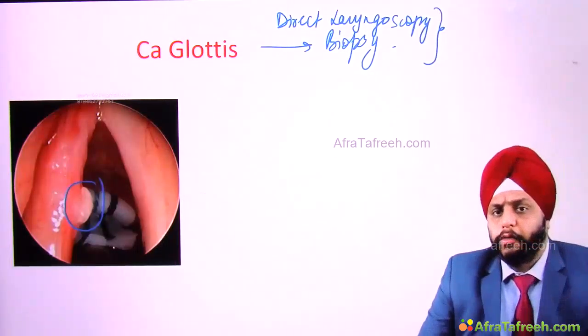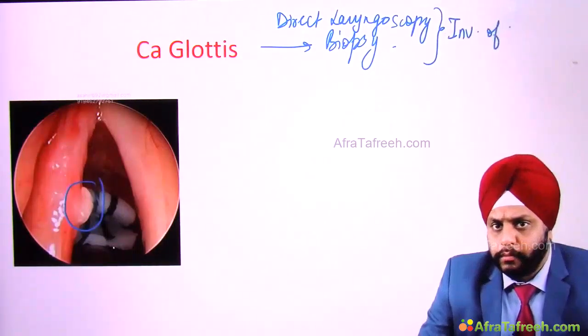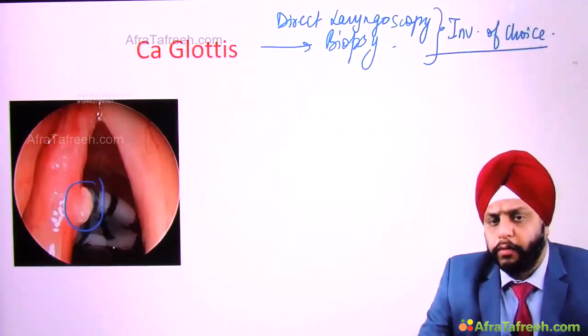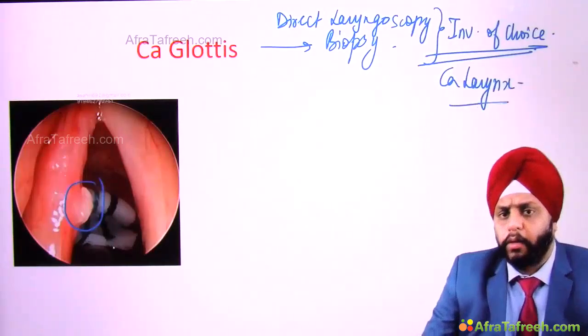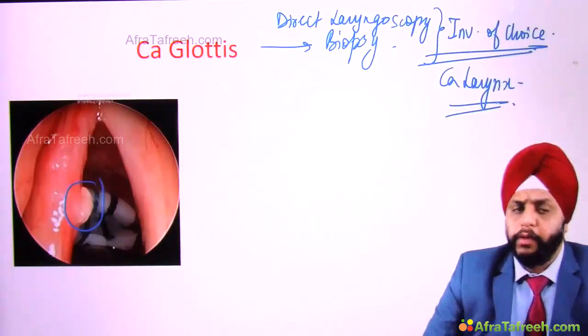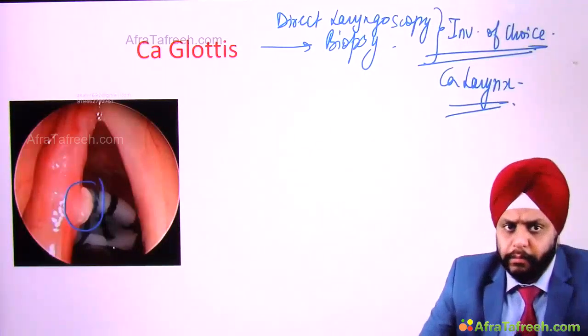So direct laryngoscopic biopsy is the investigation of choice. This is the investigation of choice for CA larynx, whether it is supraglottis or glottis or subglottis. This is the investigation of choice. Right? Now, how will you stage this disease?